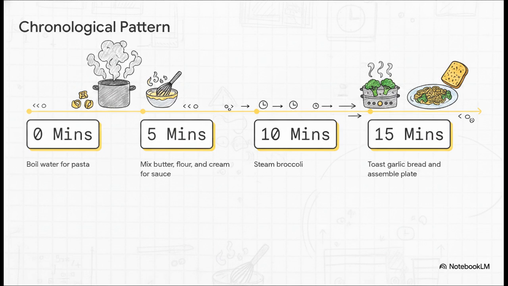At 0 minutes, you get the water boiling for the pasta. At 5 minutes, you're mixing butter, flour, and cream for the Alfredo sauce. 10 minutes in, steam that broccoli. 15 minutes, toast the garlic bread and assemble the plate. Mapping it out along a timeline like this makes the sequence of events crystal clear for whoever is reading it.